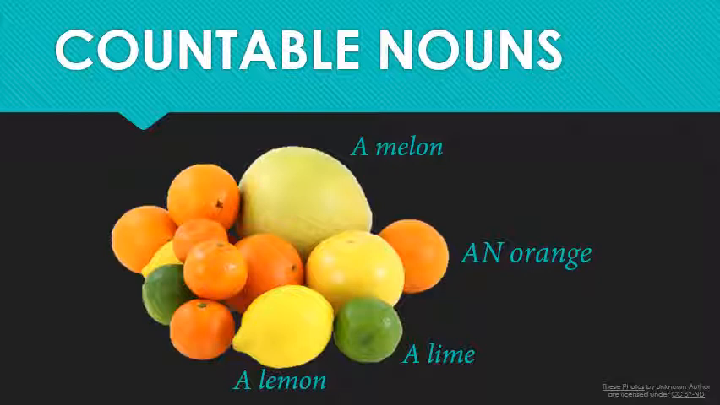There is one melon, a melon. There are 7 oranges. So this is an orange. Nonetheless, we would say fruit. Fruit is an uncountable noun, and so we don't use a with it. Okay? Now, why is that?